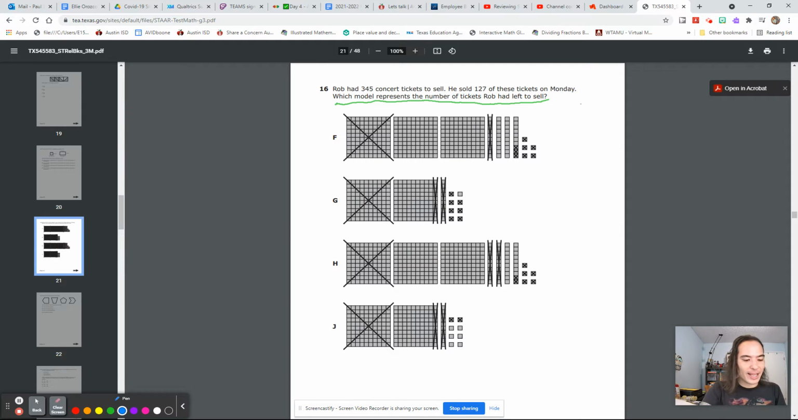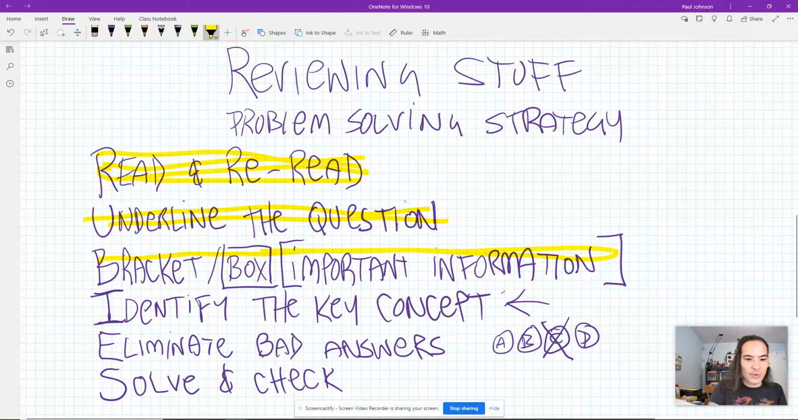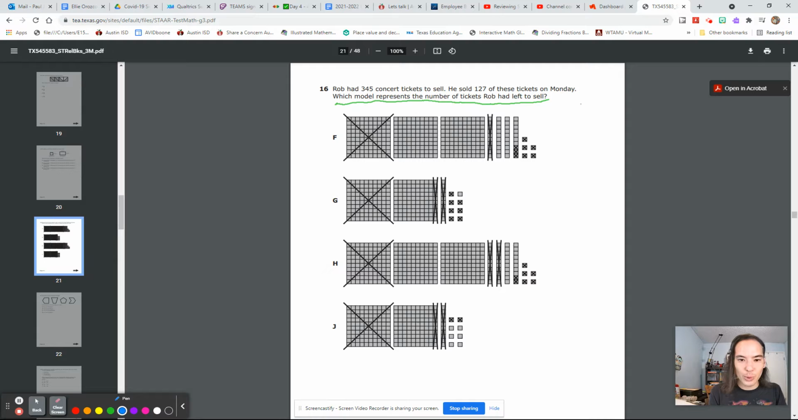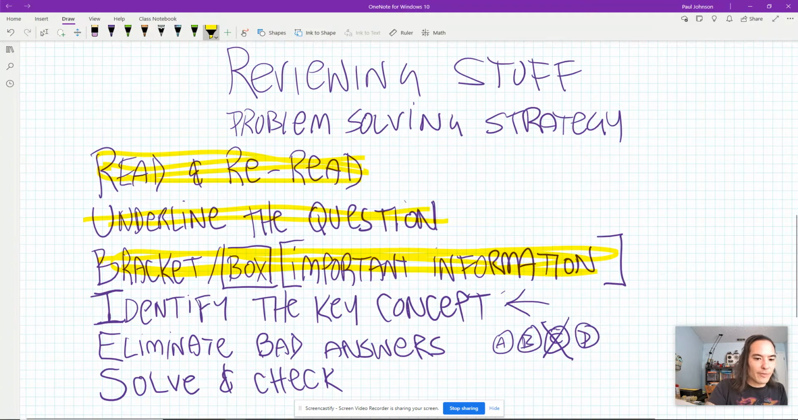Okay, so now the next thing that we need to do is bracket or box the important information. What information in this problem was important? One of the things that's important is how many tickets he had to sell to begin with. The other thing that's important is he sold 127 of those tickets. Since there's only one person in this problem, Rob's name is not that important, and the fact that he sold them on Monday is also not that important. The fact that he started with 345 and sold 127, those are important. So we just bracketed our important information.